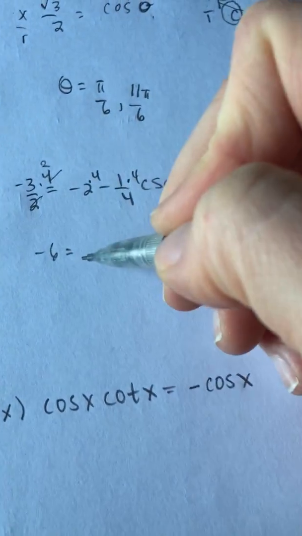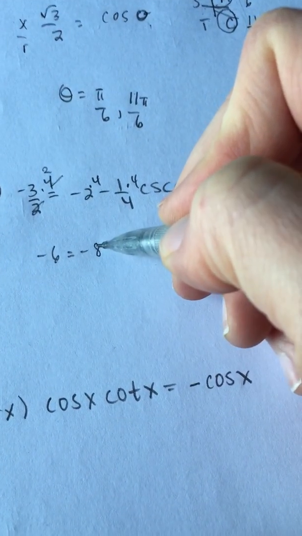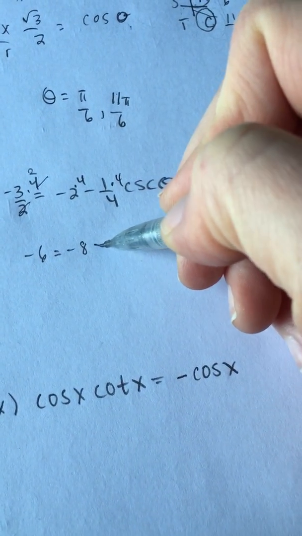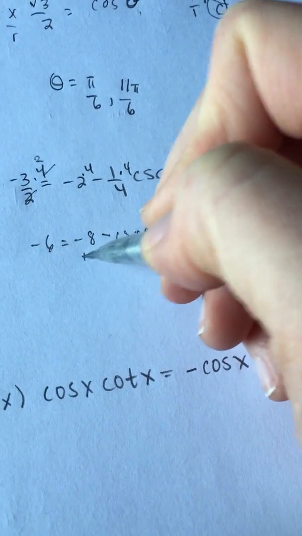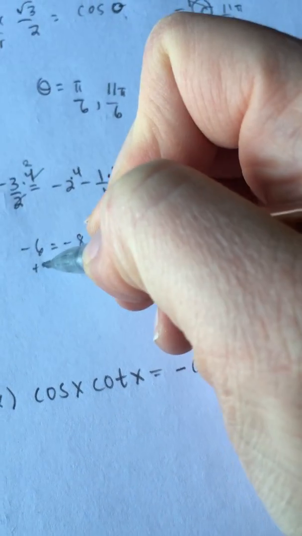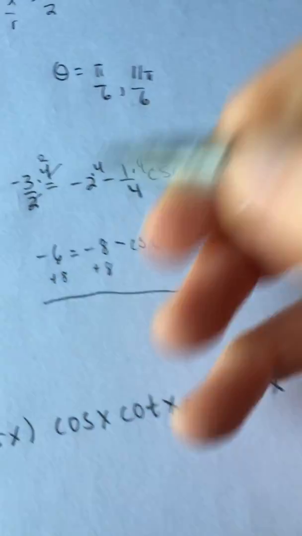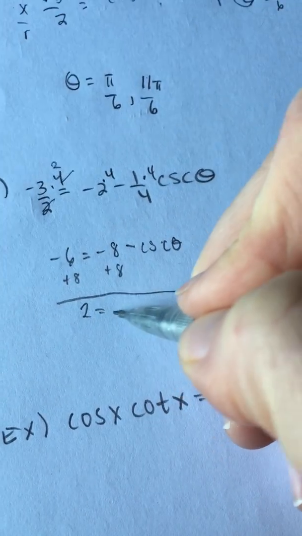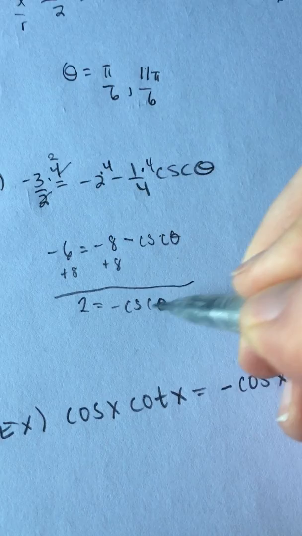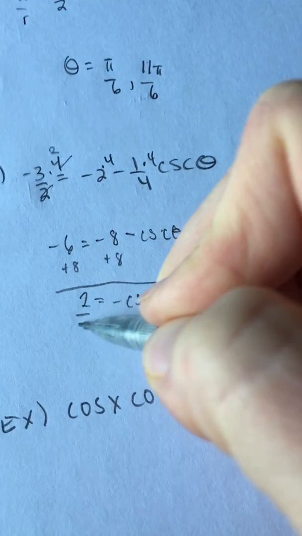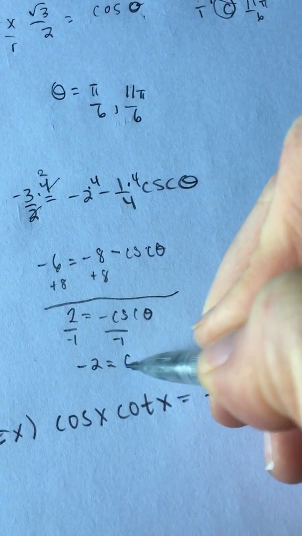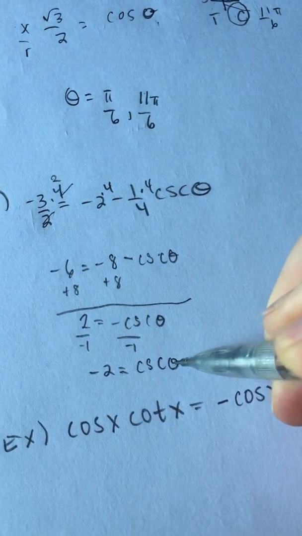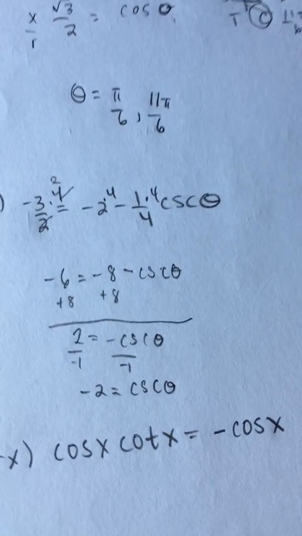-6 equals -8 minus cosecant theta. So I'm going to add over the 8 to get 2 equals negative cosecant theta. Divide by my -1 to see that I have a -2 value. And I need to find the angle measures when the cosecant is that value.